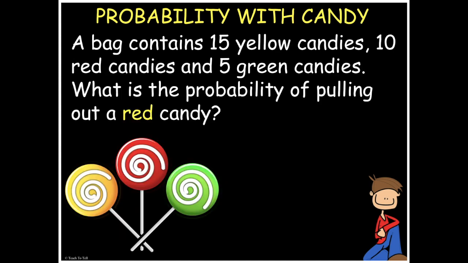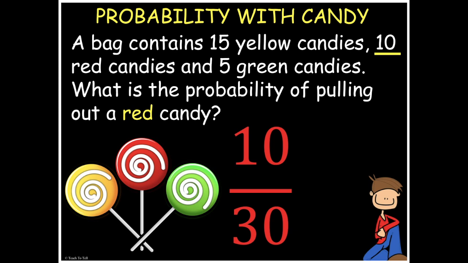A bag contains 15 yellow candies, 10 red candies, and 5 green candies. What is the probability of pulling out a red candy? So I'm going to add up all of the candies to find my total possible outcomes. Hopefully you also found 30. And I look and see in the question that there are 10 red candies. So the answer would be 10 out of 30. If you simplified that to an equivalent fraction, it would be 1/3.